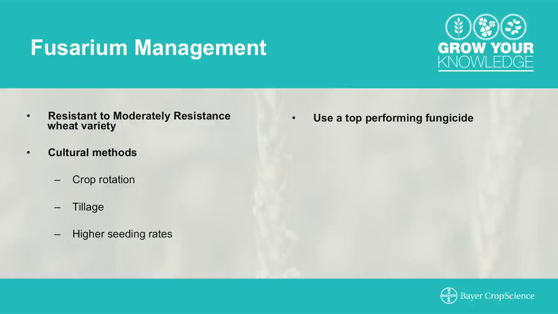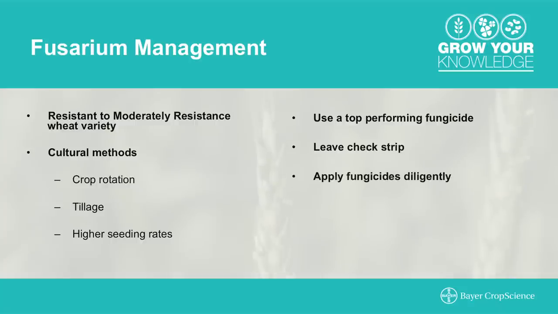Use top performing fungicides. There are lots of products out there. They differ in performance. Look to some of the data out there to ensure that you are getting a top performing fungicide. Leave a check strip for your reference. This is the way that you can benchmark how good the fungicide worked for you and also allows you to see the level of reduction of Fusarium head blight firsthand in your fields. And lastly, be diligent when applying fungicides. Be mindful of coverage, do a good job the first time, and get the most value out of your fungicide.